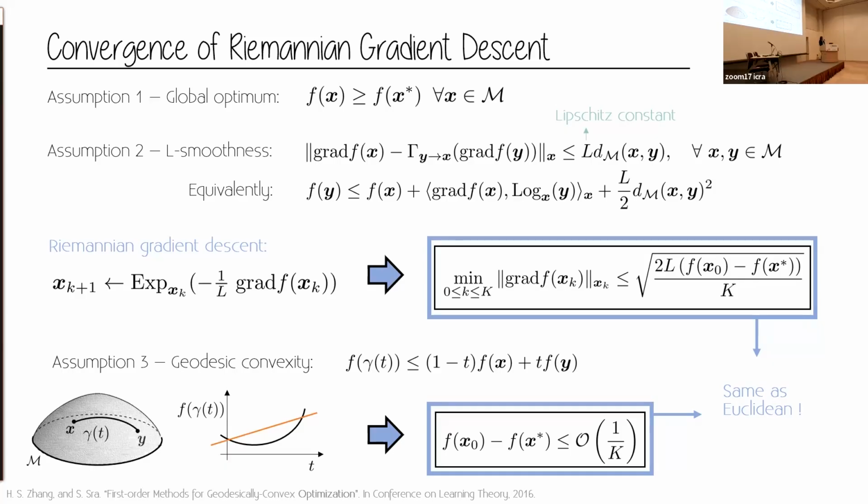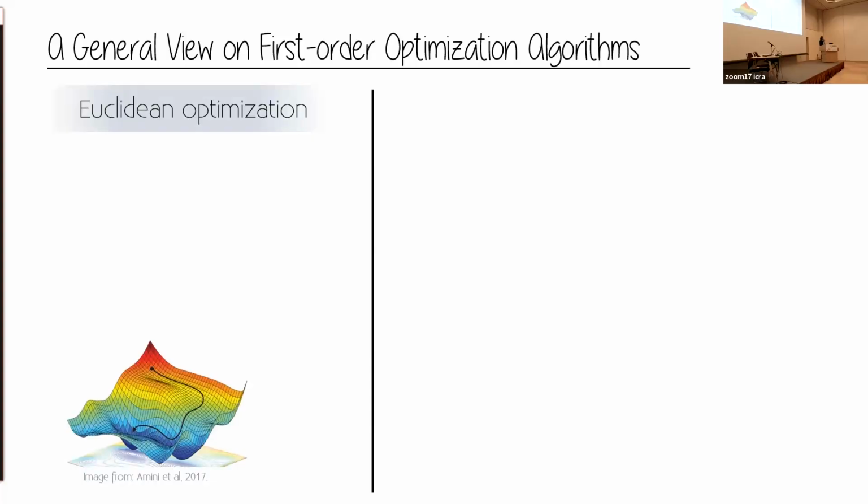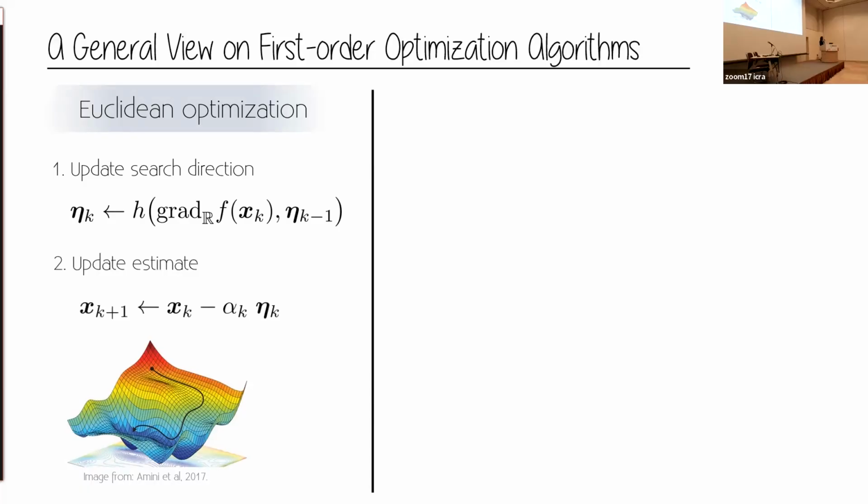You're welcome. Okay. So with that, let me give you a little bit of a general view on first-order optimization algorithms. So when you think about Euclidean optimization and you do a first-order optimization algorithm, the first thing that you do is always update your search direction. In the case of gradient descent, your search direction is just minus your gradient, right? But in many algorithms, the search direction is actually a function of the gradient and of the previous search direction. We'll see an example of that also in a minute. And then you update your estimate simply by subtracting a step size times your search direction from your current iterate.